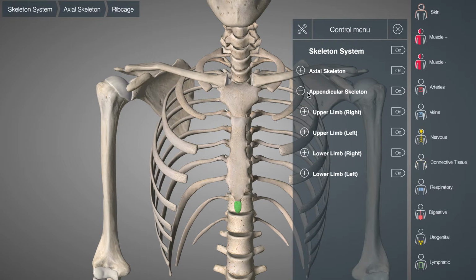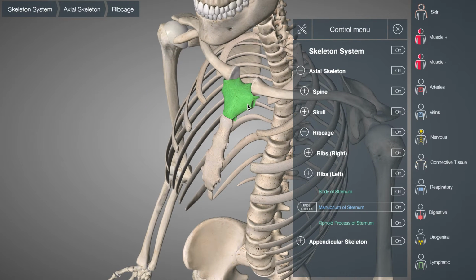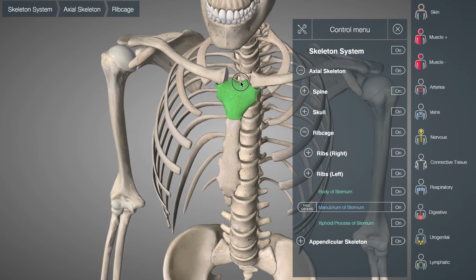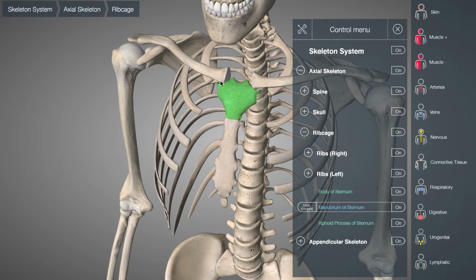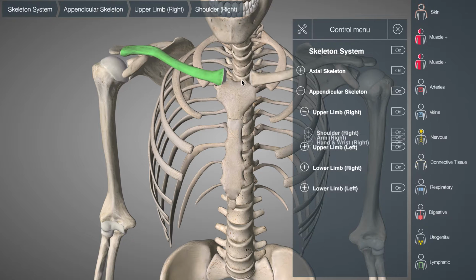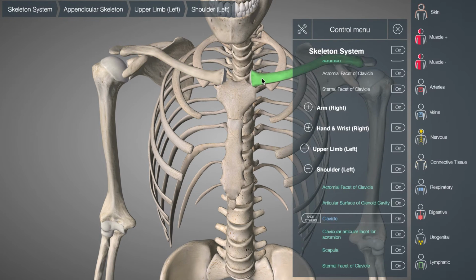So let's turn that on. Okay, so if we look at the manubrium, it has these flattened portions right over here. We'll call those the clavicular facets because they're the flattened bit that the clavicle attaches to. So these over here are going to be, this is the right clavicle and this is the left clavicle.